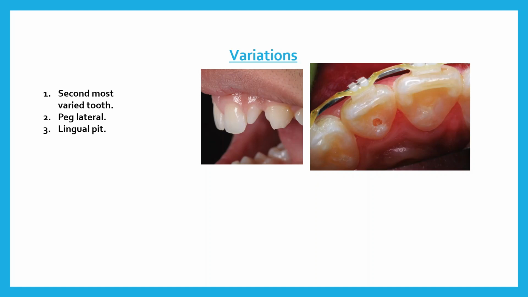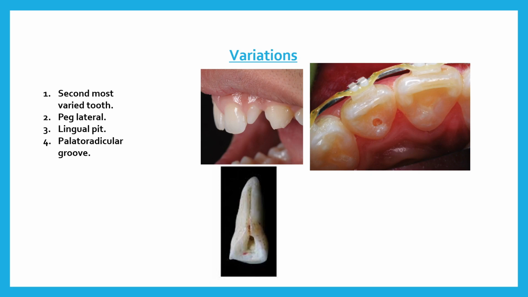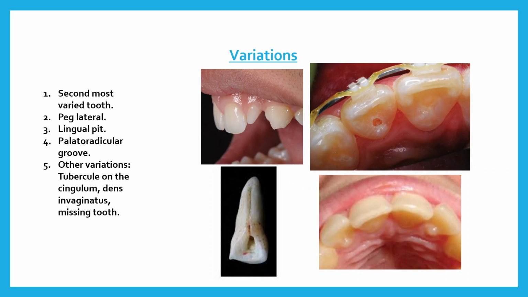There sometimes is a palato-lingual or a palato-radicular groove that extends from the fossa down to the root. This one is also difficult to clean and scale, and the risk of caries is significantly higher, especially on the root. Other variations include having a tubercle on the cingulum, dens invaginatus, or even the tooth being entirely missing.